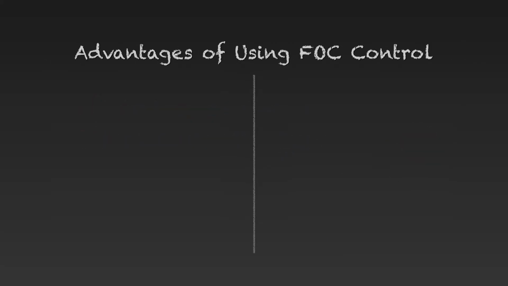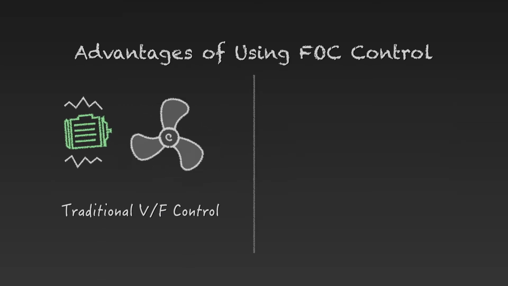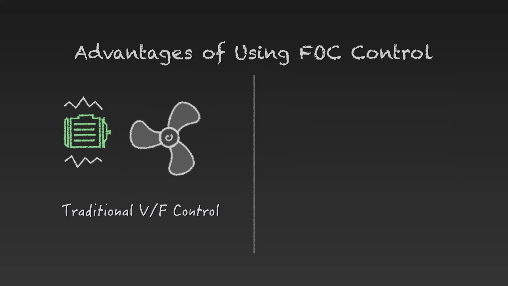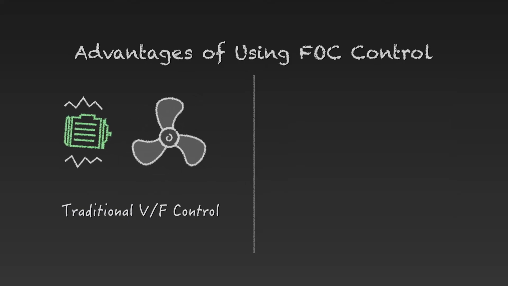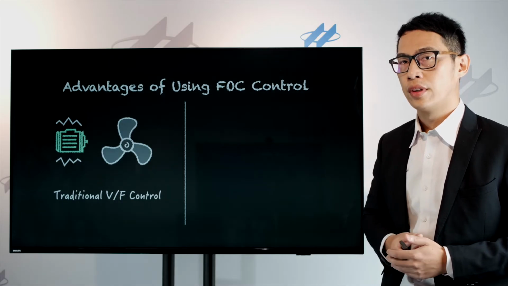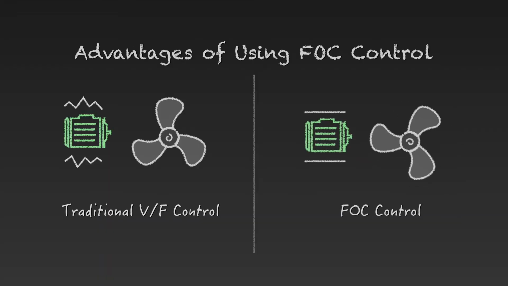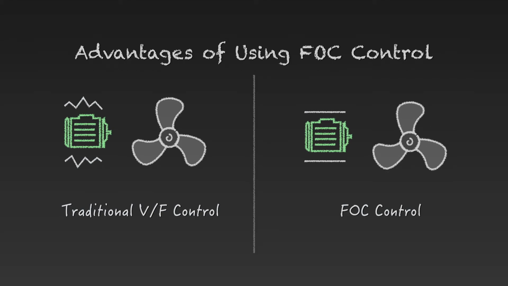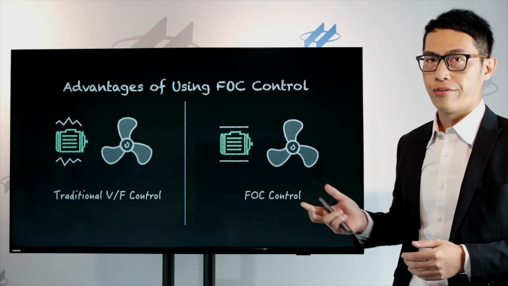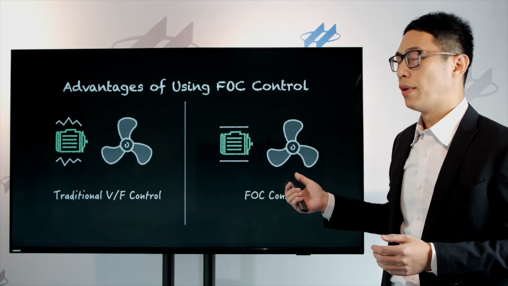And what is the advantage of using FOC? You can see in traditional VF control, V means voltage, F means frequency. You can see the animation. The motor is getting a vibration. Of course, the noise will come also. FOC control adds one more parameter, phase, which means FOC controls voltage, frequency, and phase. So of course, the performance is higher, the motor is stable like this figure, and of course, it's also more silent.